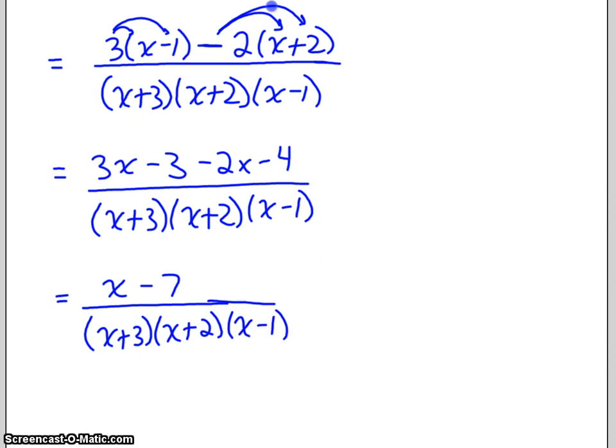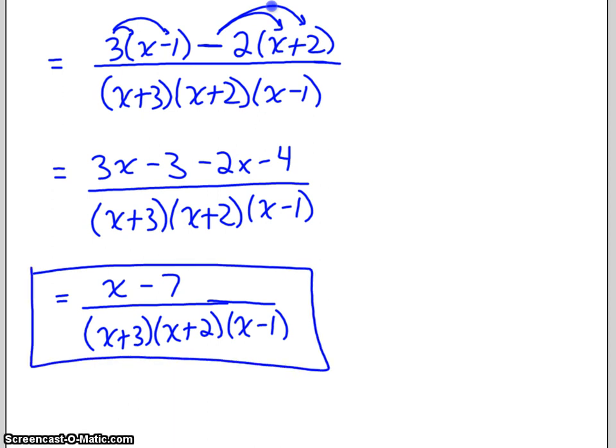You cannot factor that numerator at all, and you can't see if this simplifies anymore, which it won't, because you can't cancel out any common factors between numerator and denominator. So here's our final answer.